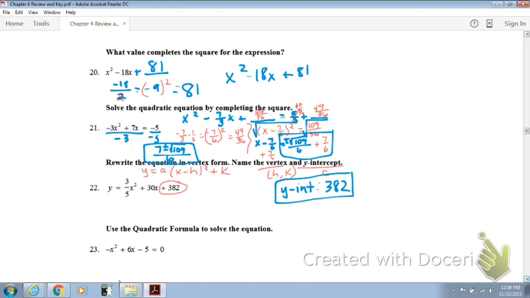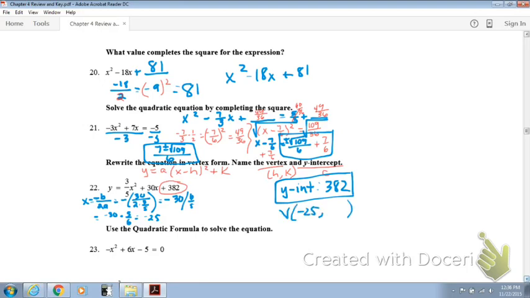We can get the vertex by using that axis of symmetry equation we've done a couple of times. x equals negative b over 2a. b this time is 30, and then we've got 2 times 3/5. That's going to be negative 30 divided by 6/5. Remember to keep it, change it, flip it. So that's negative 30 times 5/6, which is negative 25. So we get x is negative 25. That's part of our vertex.